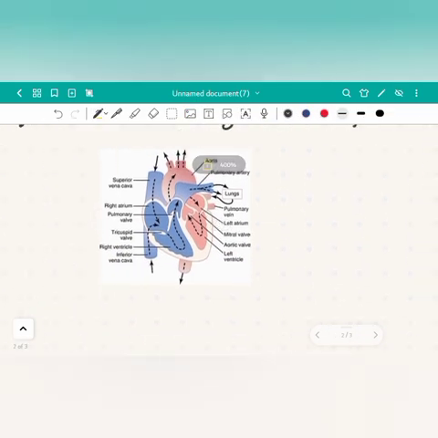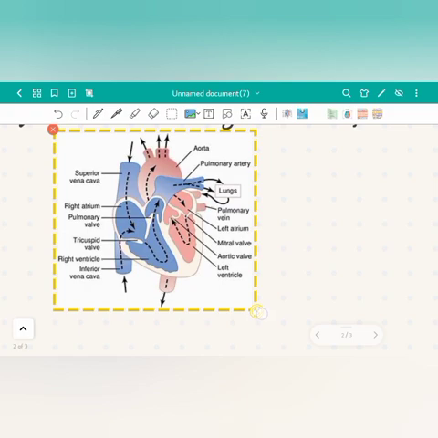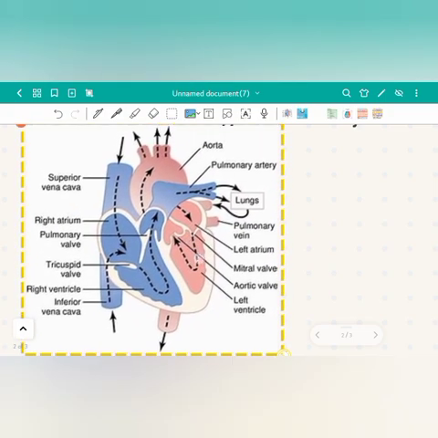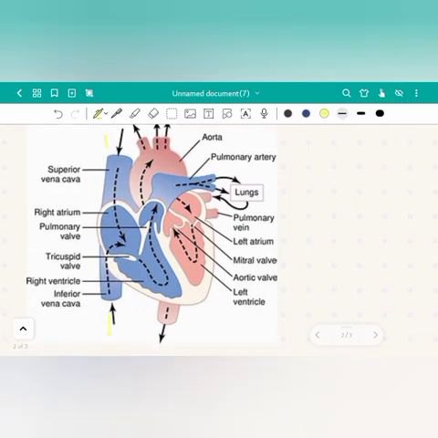Okay, so this is the normal blood flow of the heart. From the inferior and superior vena cava, so our blood from the lower and upper extremities, it will go to the right atrium, then it will open the tricuspid valve, go to the right ventricle and to the pulmonic valve, and it will go to the pulmonary artery and distribute to the lungs to be oxygenated. So that blood is deoxygenated.